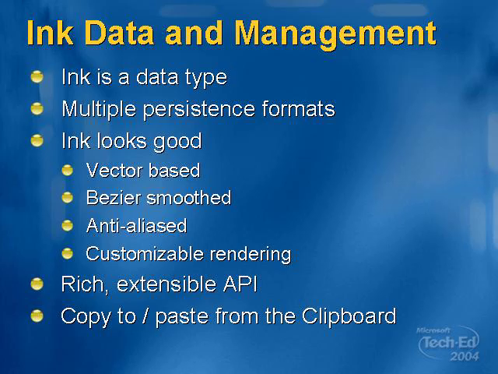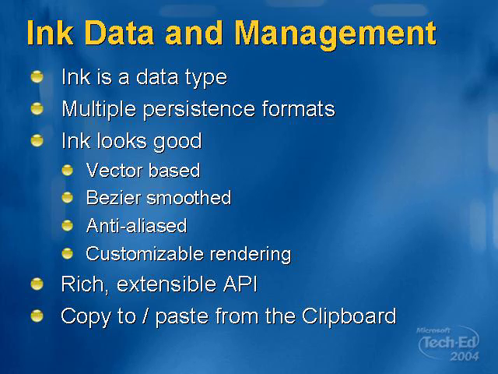As I mentioned before, one of the goals of the tablet platform is to provide a very natural, good-looking ink experience for the user. We do that by making ink vector-based. We use Bezier smoothing to make it look like it would on paper. It's anti-aliased, and you can also do customizable rendering of your own if you want to, using the platform APIs.